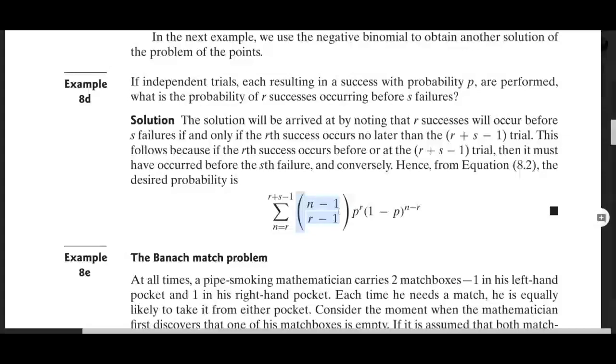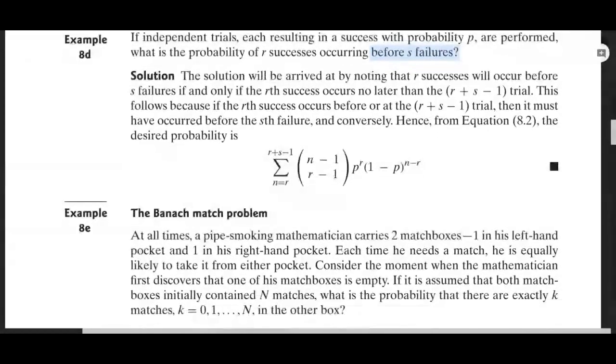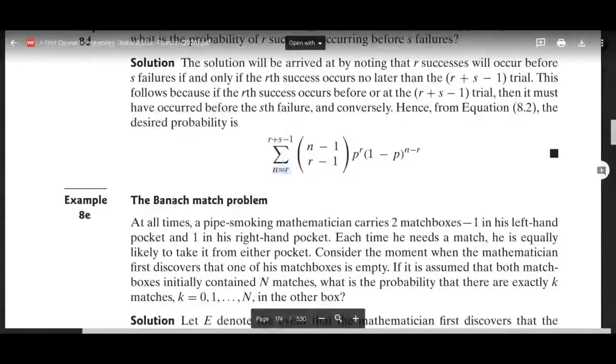And then this is the same thing: out of n minus 1 trials, we have r minus 1 successes. Then r successes, 1 minus p, n minus r failures. So this is a little bit different, in that we have s failures before accumulating these r successes. The difference is just this.